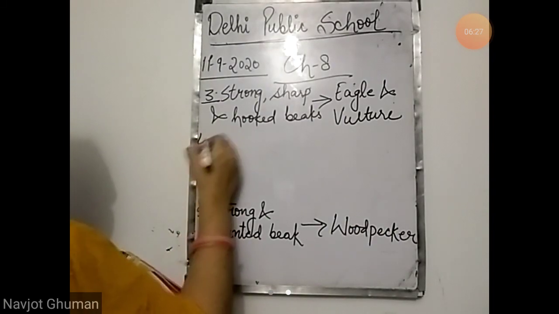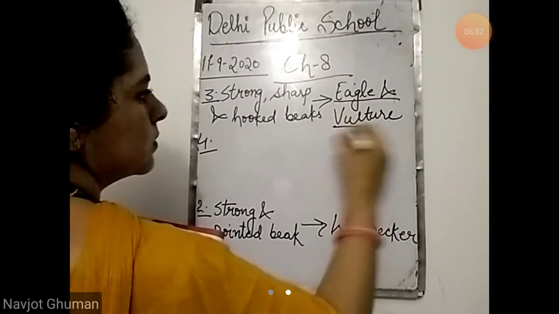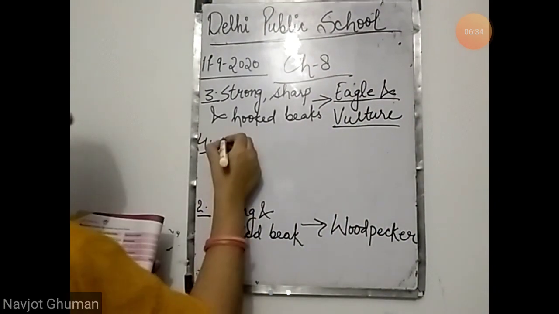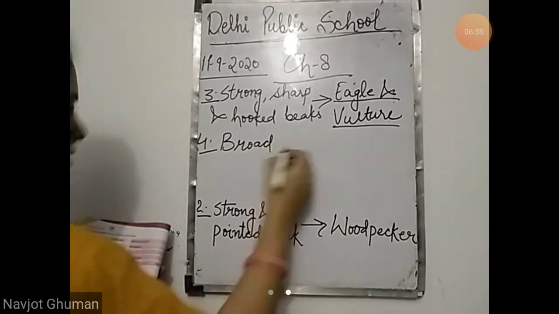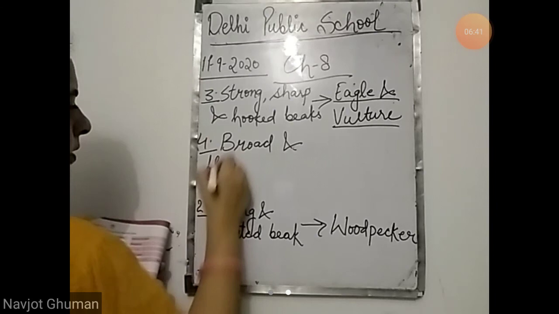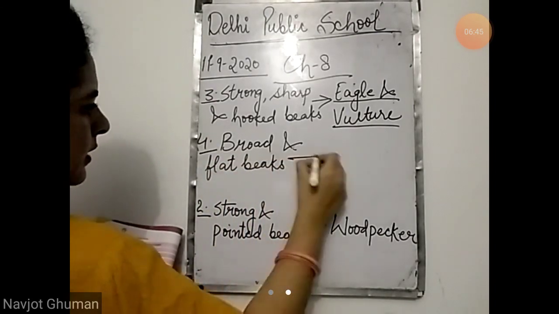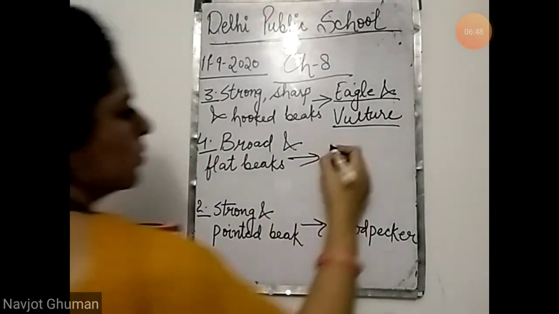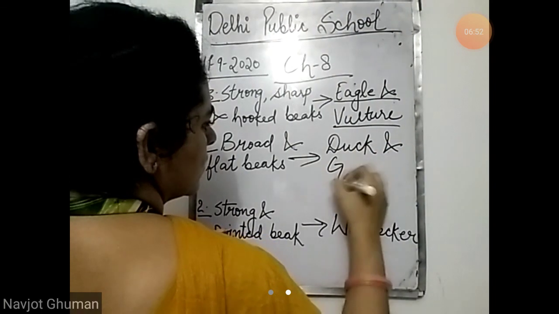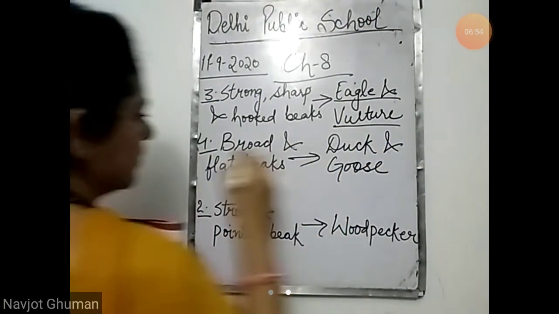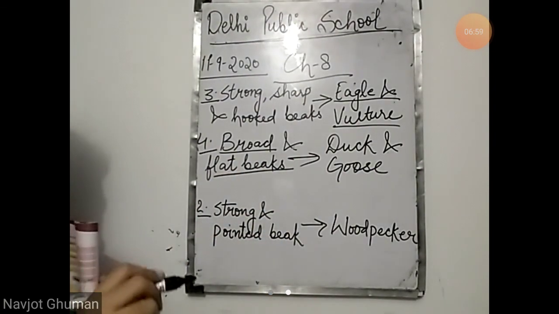Fourth one is, the name of the bird is given. We have to write about beaks. Broad and flat beaks, and the birds are duck and goose. This is the answer that we have to write. Broad and flat beaks.